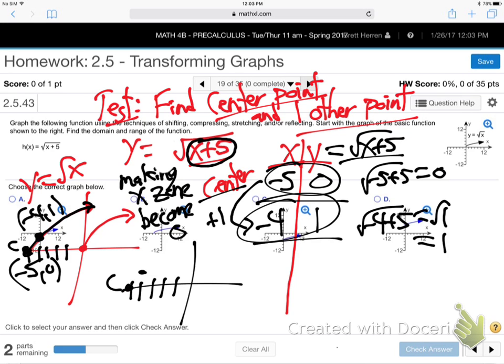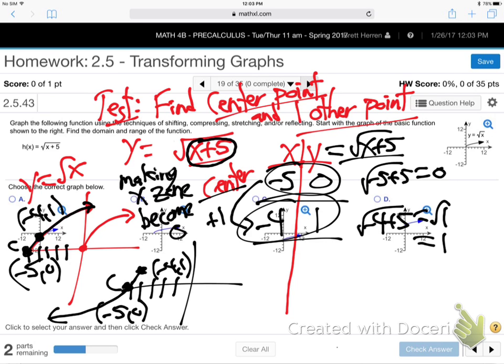Here's a common mistake I see, guys, on the test. I'll see people do a good job with the table: go back 5, up 0, back 4, up 1, get the center dot, get the other dot, and then they'll go like this. I see this a lot. They'll go like that. Now, how do you know that's wrong? I mean, we know it's wrong because we're looking at this. But why couldn't that also be right? You've got the two dots. How do we know which way it goes?